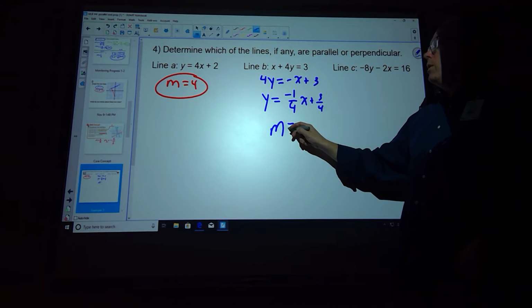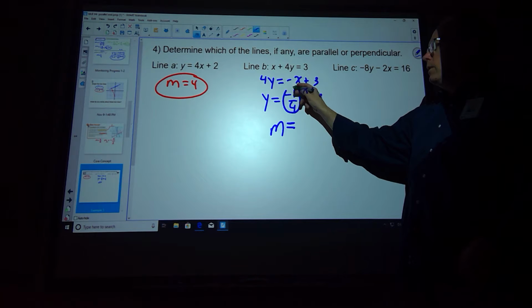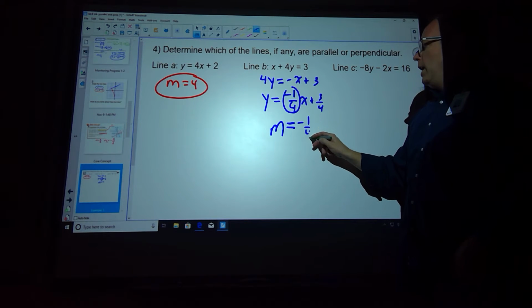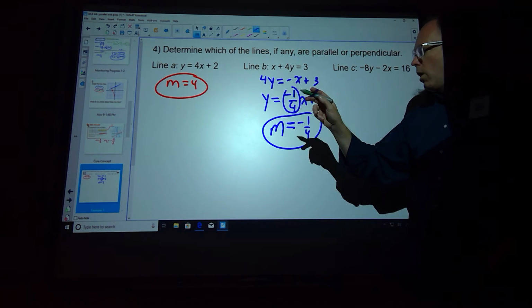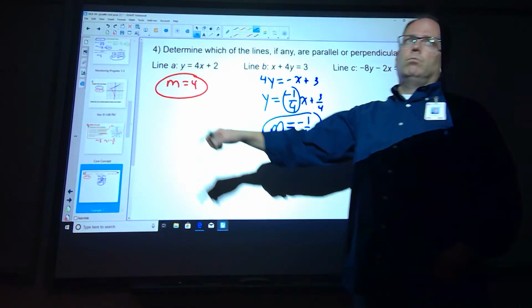What's the slope? Negative 1 over 4. Hey, are 4 and negative 1 over 4 flip overs with opposite signs, negative reciprocals? If I flip 4 over, do I get 1/4? Do we have opposite signs? One positive, one negative. So are these two lines perpendicular? Is this perpendicular to this?